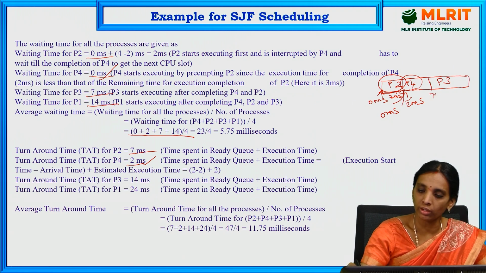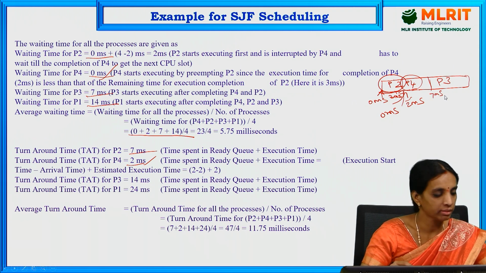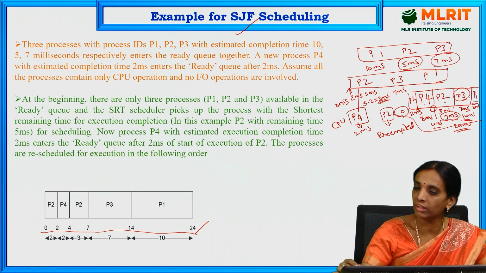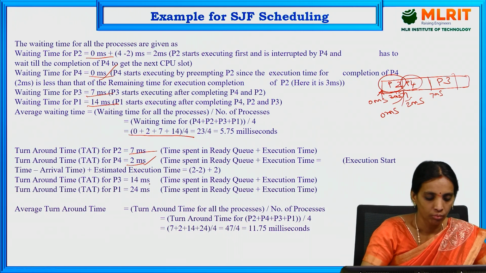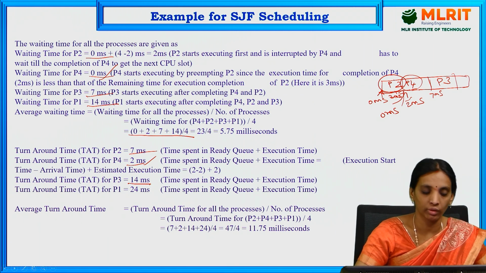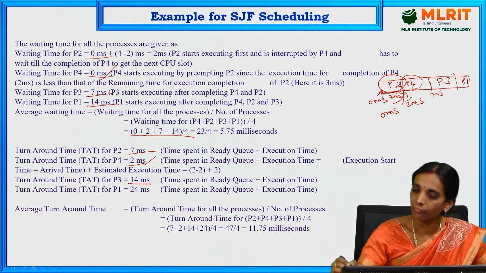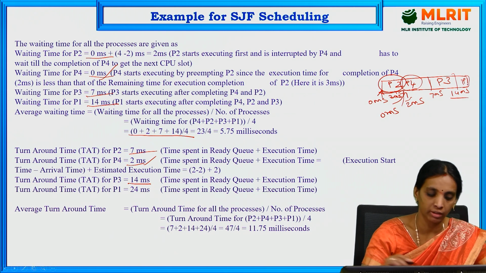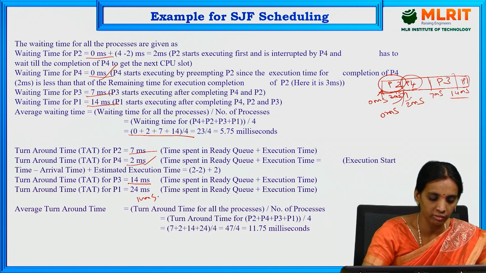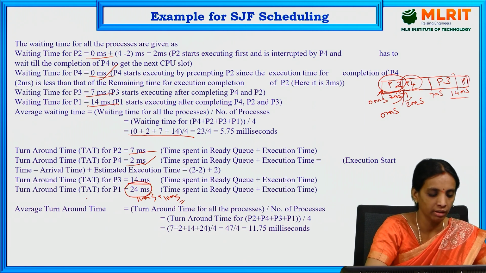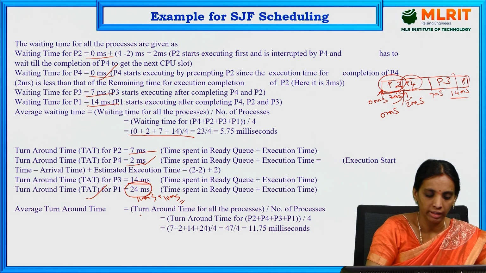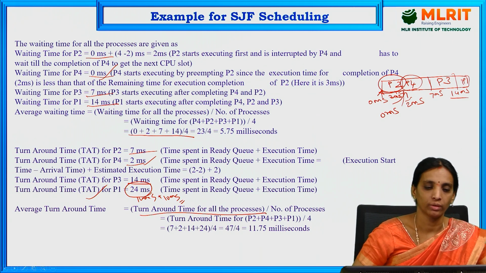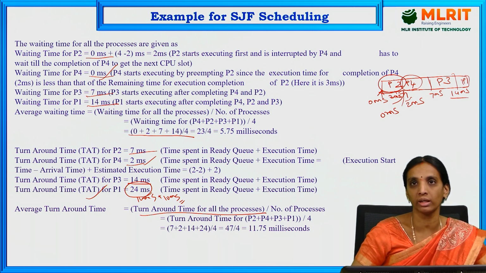Next P3. P3 starts at 7 milliseconds and takes 7 milliseconds for its execution. Therefore, 7 plus 7, 14 milliseconds is the turnaround time for P3. And next P1. At 14 milliseconds P1 starts, and its execution time is 10 milliseconds. Therefore, a total of 24 milliseconds is the turnaround time for P1. So this is the average turnaround time for all the processes, and this is the example of the shortest job first scheduling algorithm.